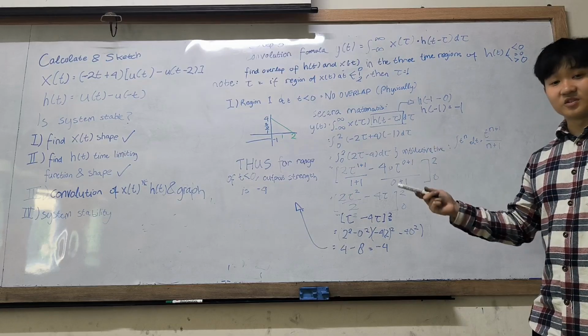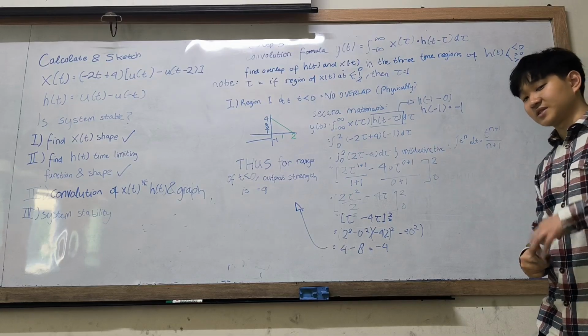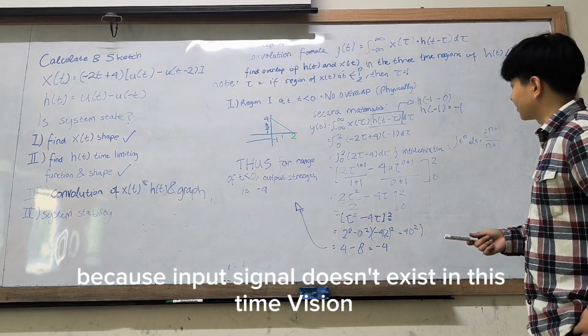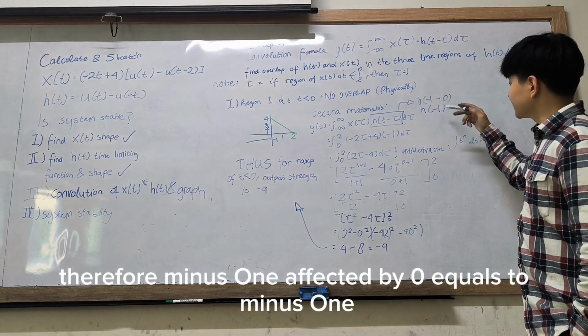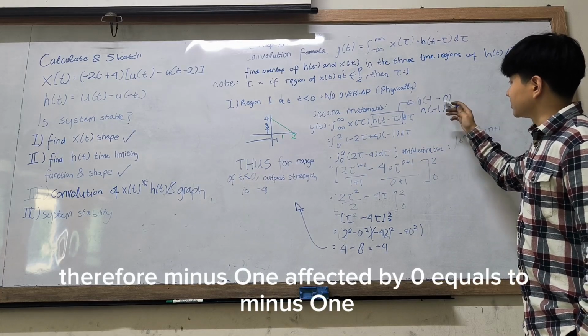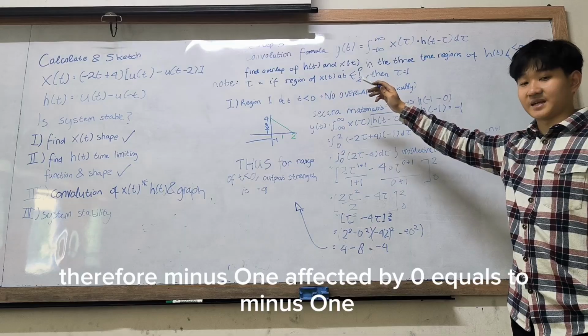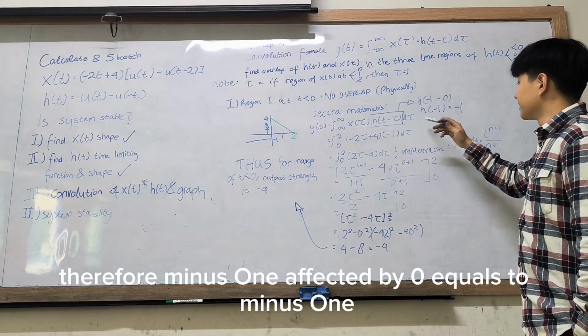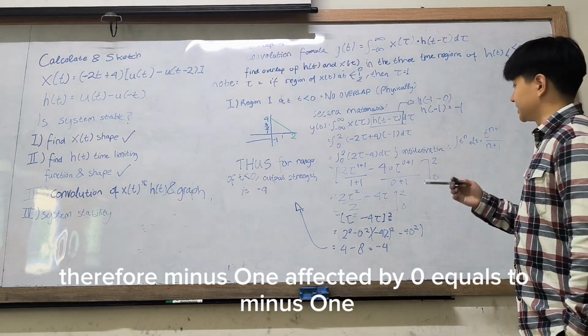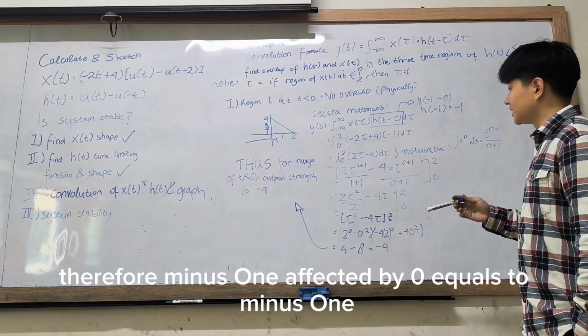Since t is below 0, I just pick negative 1 because it's the closest to 0 and the easiest to calculate. And next to it is subtracted by 0. Again, 0, because the input signal doesn't exist in this time region. Therefore, minus 1 subtracted by 0 equals minus 1.